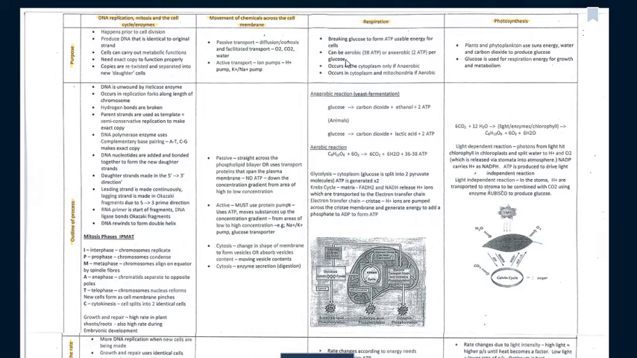This is per glucose molecule. So respiration itself, we have the anaerobic respiration that only occurs in the cytoplasm. Other than that, we have aerobic respiration take place in the cytoplasm and the mitochondria. Remember the mitochondria is the powerhouse of the cell, and it's where respiration takes place.